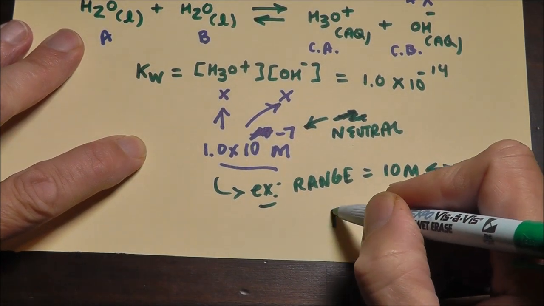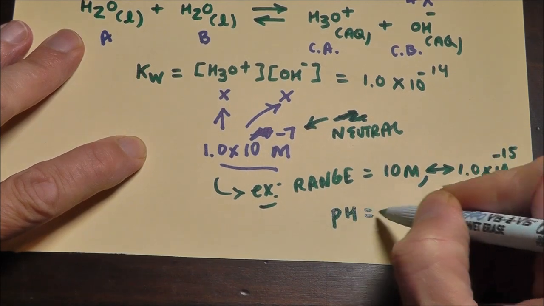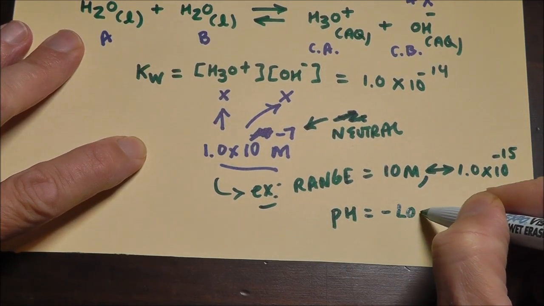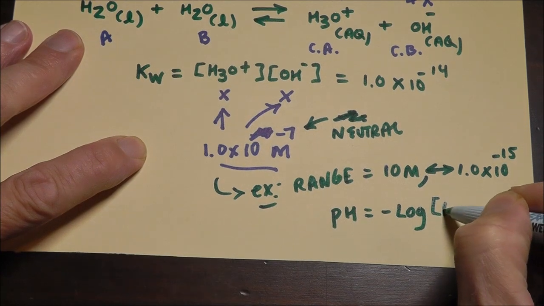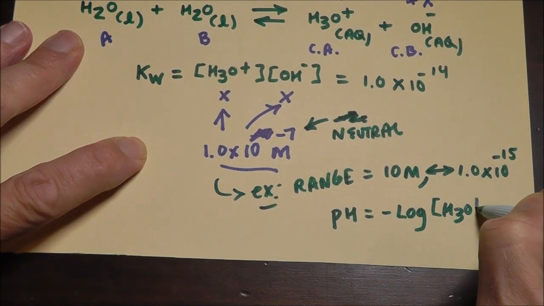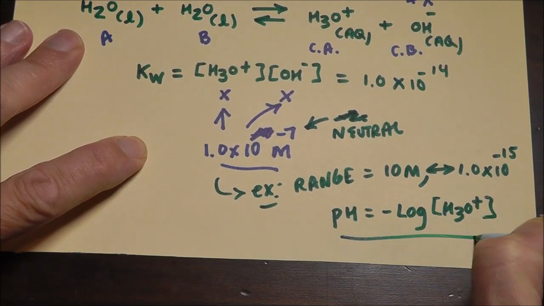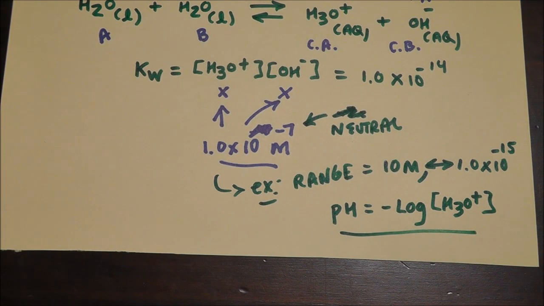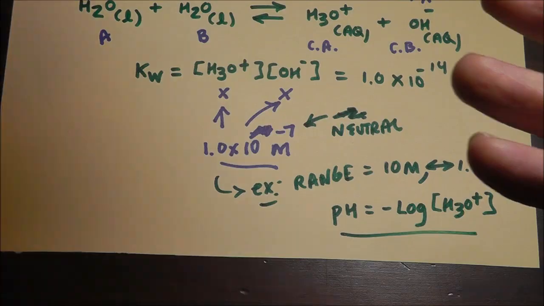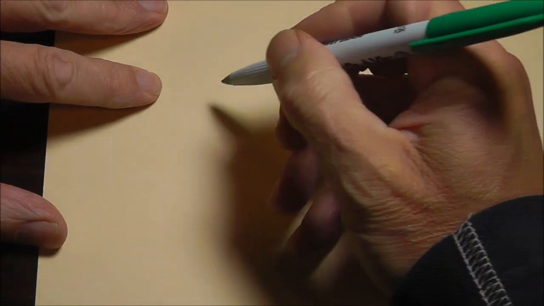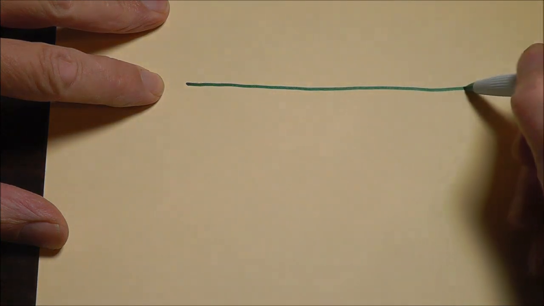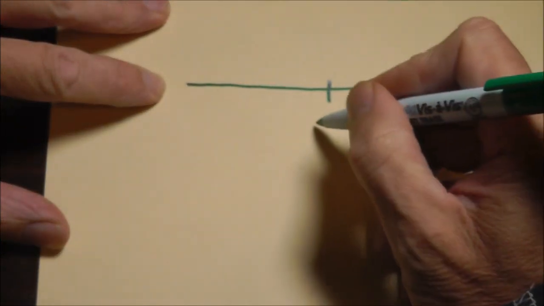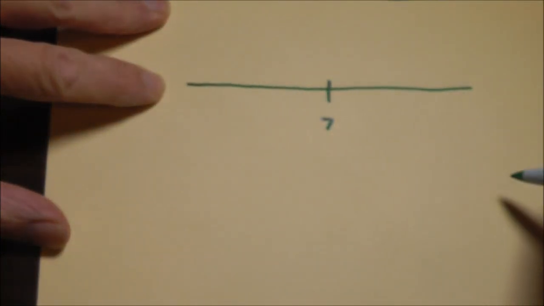So we have this pH equals minus log of the H3O plus concentration. And we have a range that comes up as a result. If I were to make a quick drawing of that range, here it is. The middle will be pure water, which would be pH 7. Now, let's run some numbers.